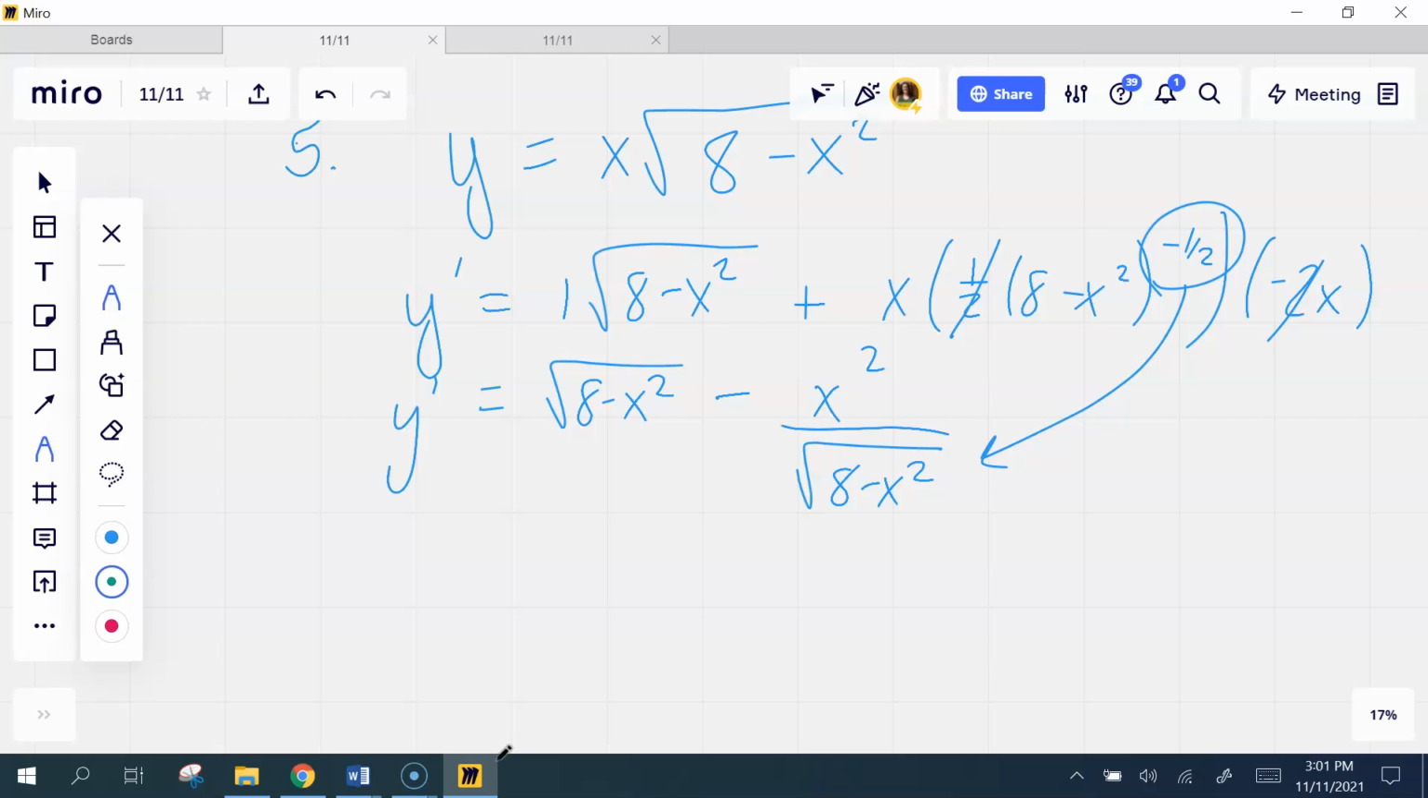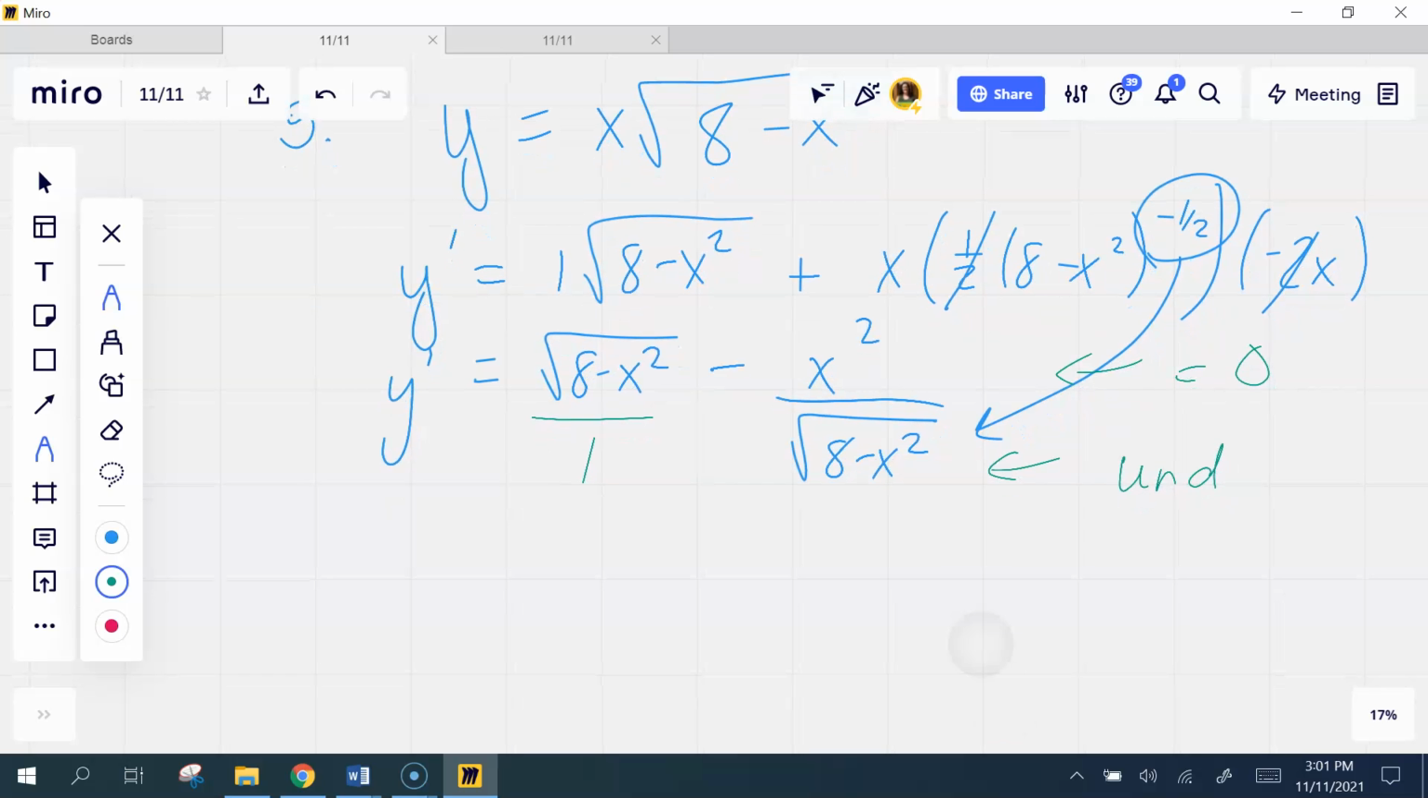Because I'm looking for where it's 0 and where it's undefined, I'm going to make this one big fraction. That way I can see, because when my bottom's 0, that's going to give me my undefined points. When my top is 0, that's going to tell me when the value of the entire thing is 0. So if I give it a base of root 8 minus x squared, top and bottom, I end up with the fraction.